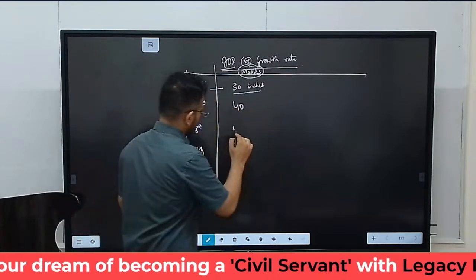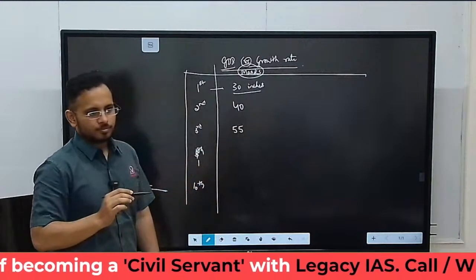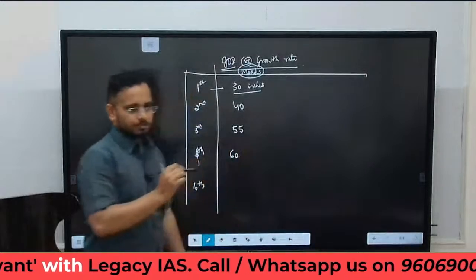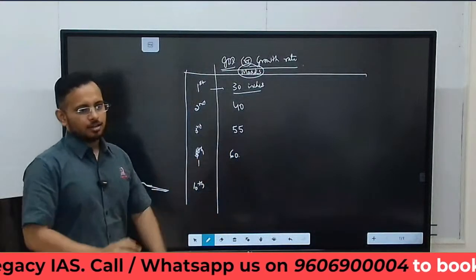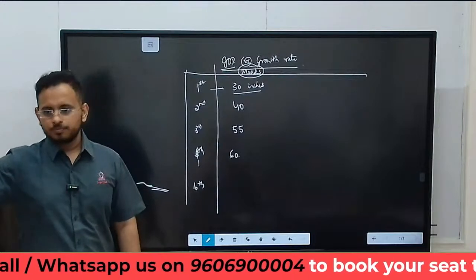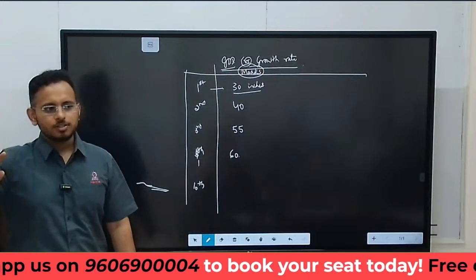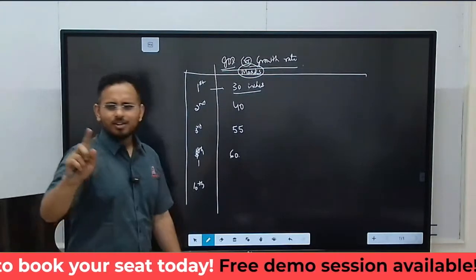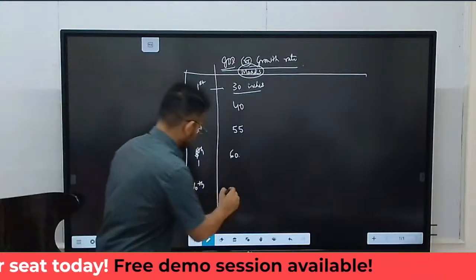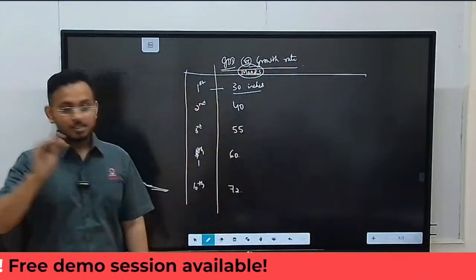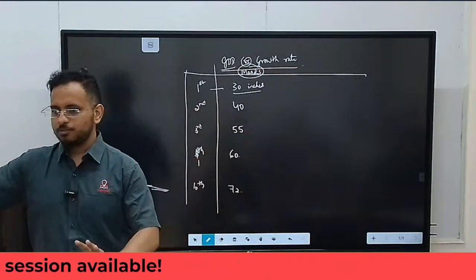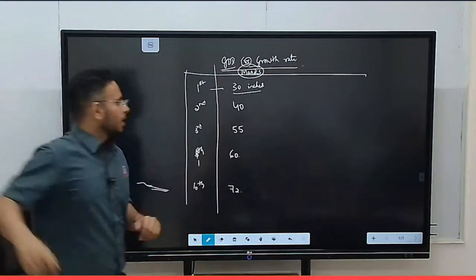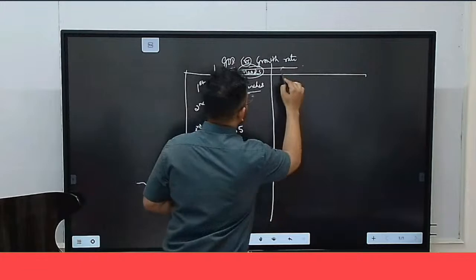Third standard, 55. Fourth standard, 60. By 10th standard, he's fully grown. Okay, 6 feet. 6 feet in the sense how many inches? 72. 1 foot is 12 inches. 6 feet, 72 inches. This is his height over the years. Progression. Done? Yes. Now, let's understand the growth.